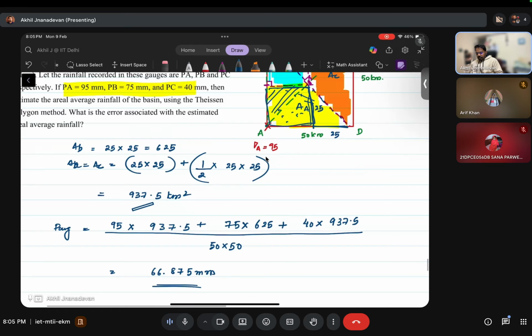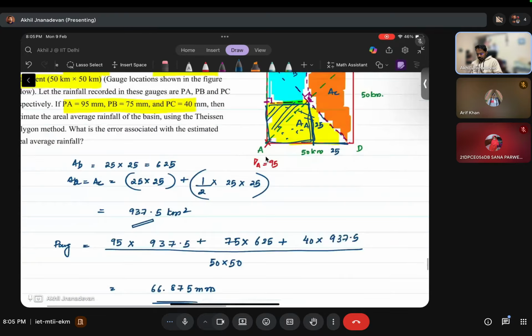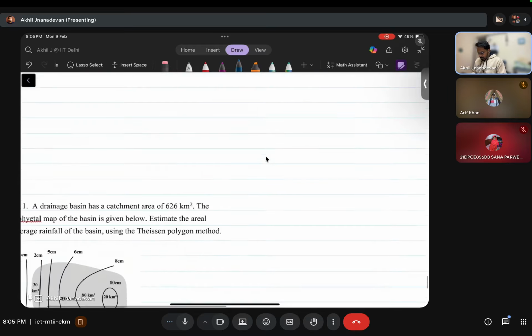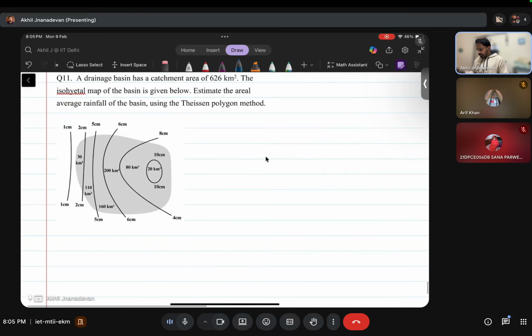so the main thing is how we can draw the decent polygons and how we can delineate these three areas A, B, A, C, and AA. Okay, so finally, this is the last question, and it is a simple question. We have been given the isoheights, and we just have to find the areal rainfall using the isoheightal method.